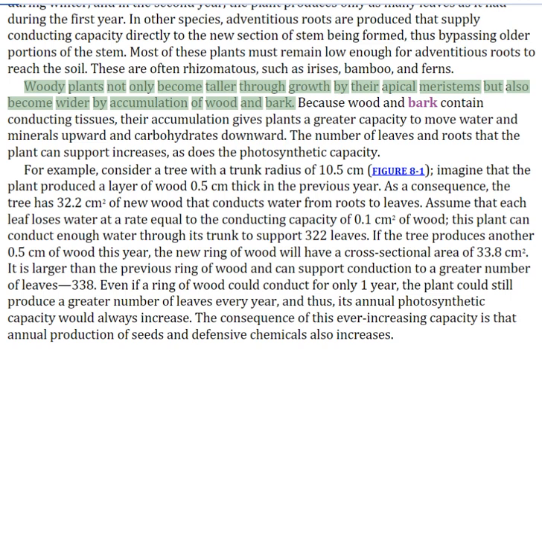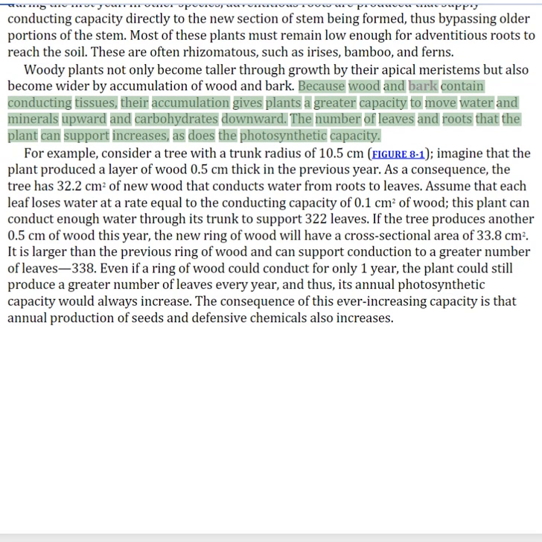Woody plants not only become taller through growth by their apical meristems but also become wider by accumulation of wood and bark. Because wood and bark contain conducting tissues, their accumulation gives plants a greater capacity to move water and minerals upward and carbohydrates downward.